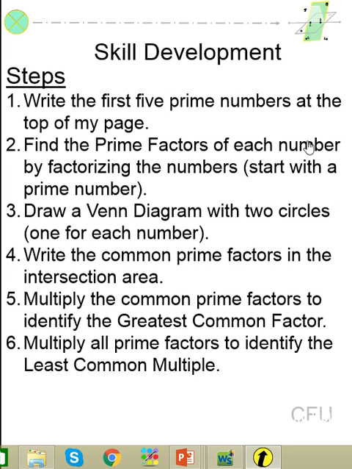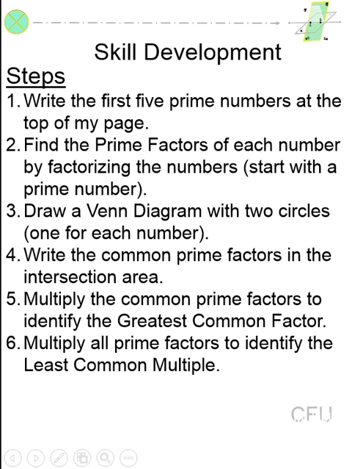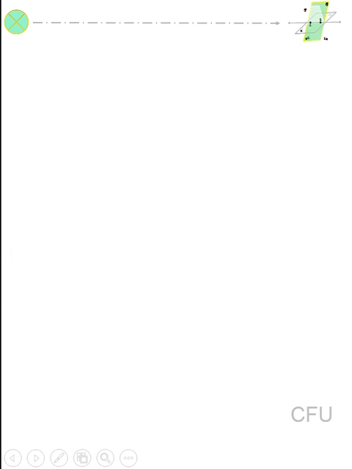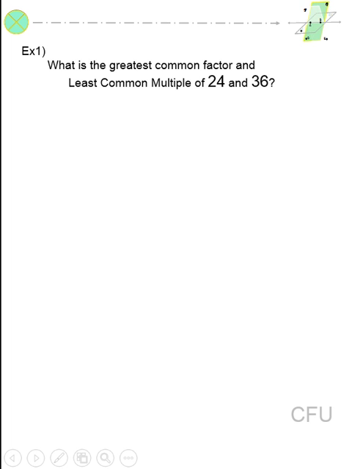All right, so here we go. If you notice, the first 2 steps we already did in the past: writing your first 5 primes and factorizing your numbers by creating your factor trees. You guys remember that? All right, but the next part, steps 3 through 6, is what I'm going to go over today. So copy this first one, example number 1. It says, what is the greatest common factor and least common multiple of 24 and 36?